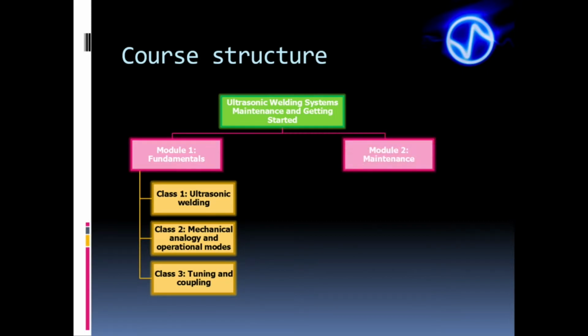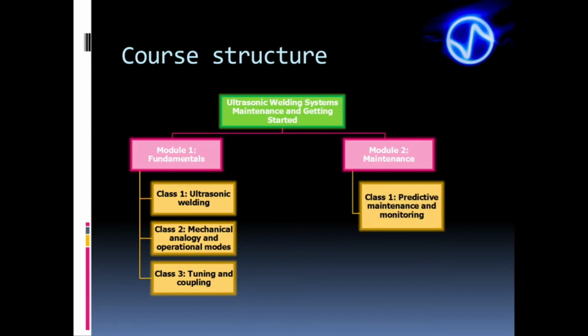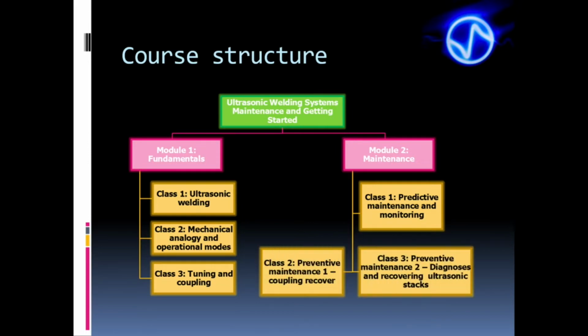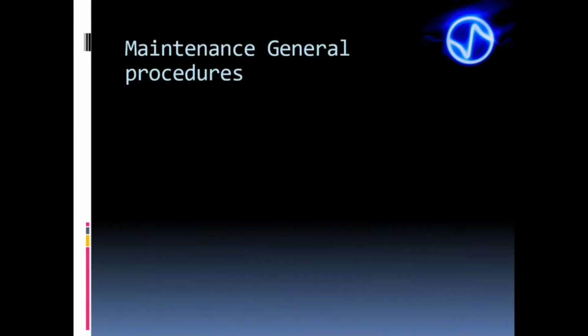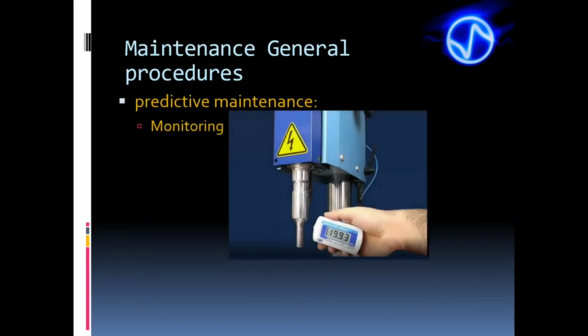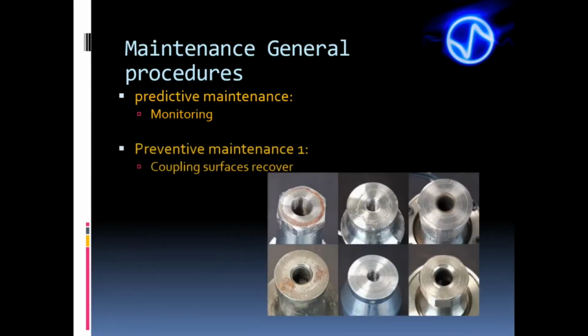This is the second module of the course, known as maintenance. Here, we will address the recommended procedures and the necessary tools to ensure the tuning and the coupling between the acoustic stack elements. In simple terms, the maintenance structure is divided into 3 steps. The first is predictive maintenance, which will be covered in Class 1. Here, the aim is to detect deviations of the system early by monitoring their frequency to identify the need for preventive maintenance. The second subject is Preventive Maintenance 1, covered in Class 2.